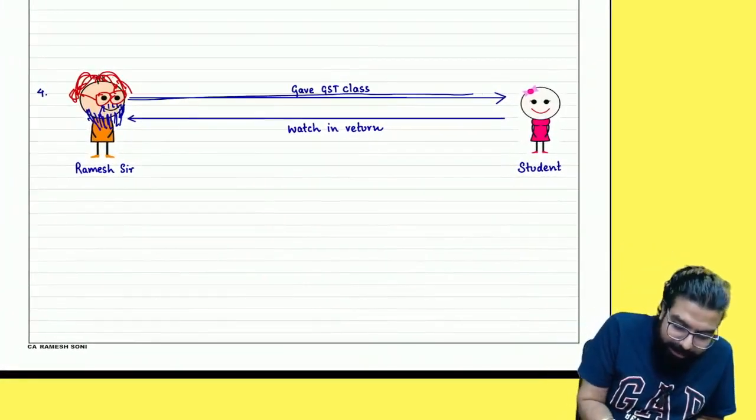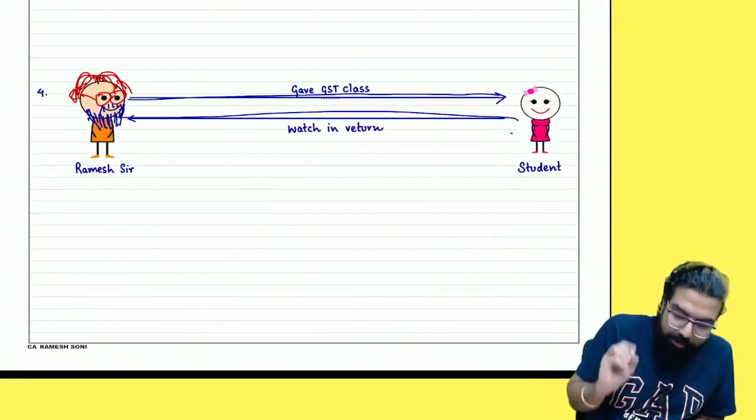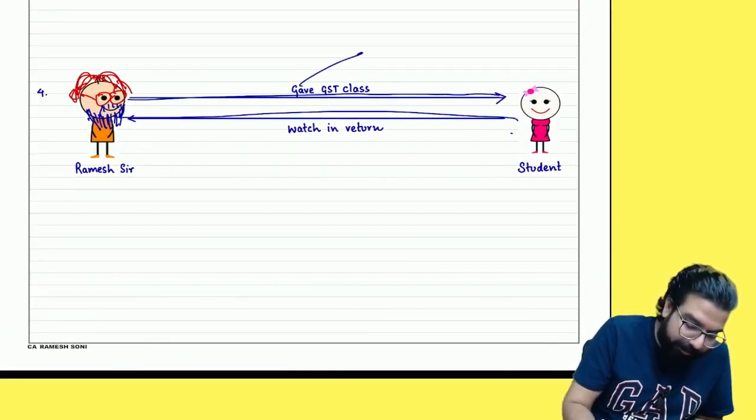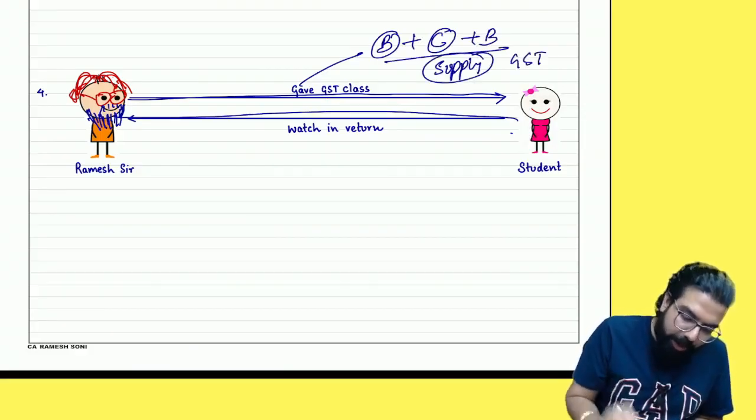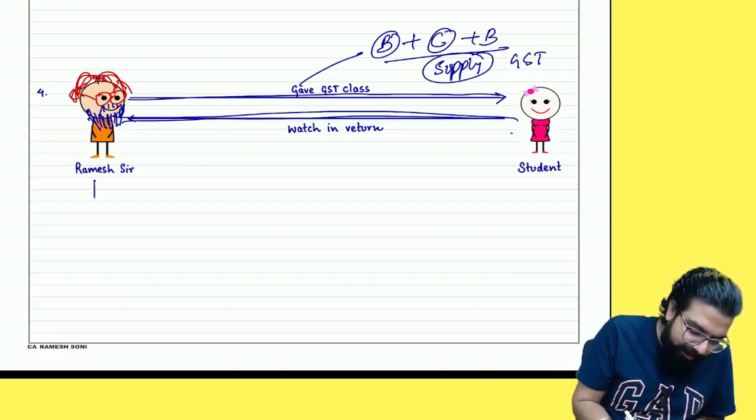I gave GST classes. You gave me your watch in return. The student gave me the watch. Is it supply, not supply? Is it a sale? No. It's a barter. Is it my business? Supply. Will I charge you GST? Okay. I will charge you GST and I'll give GST to the government.